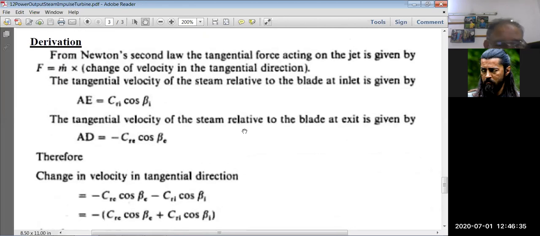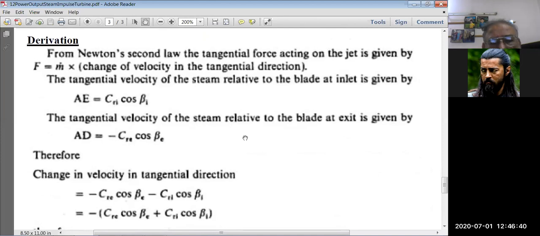Now we start the derivation. Derivation starts here from Newton's law. This is fundamental mechanics. Newton's second law of motion is F equals ma. So it can also be written as F equals m dot times change of velocity in the tangential direction.